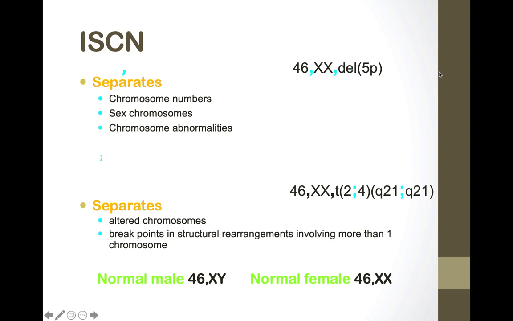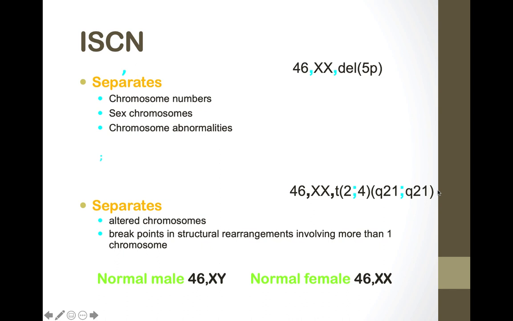For example, I sent you a report and told you this person has 46XX del 5P. What does it mean? She has 46 chromosomes, two chromosome X, but there is a deletion at the short arm of chromosome 5. Another cytogenetic report says this person has 46XX T(2;4) Q21 Q21. What does it mean? This is a female, 46 chromosomes, with a translocation from chromosome 2 to chromosome 4, from the long arm band 21 to the long arm of chromosome 4, also band 21.